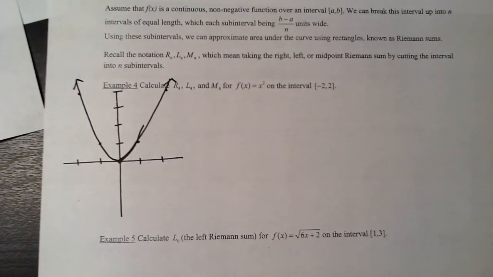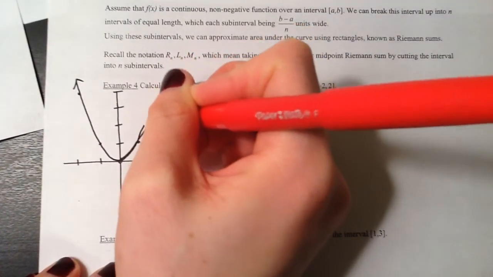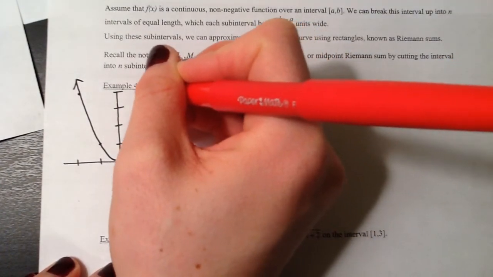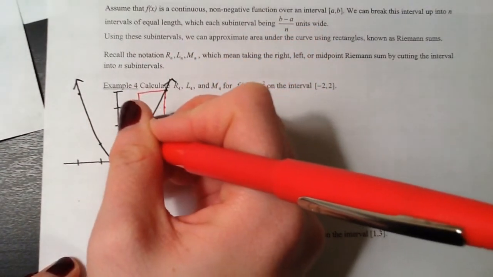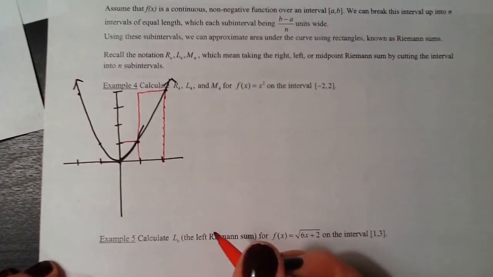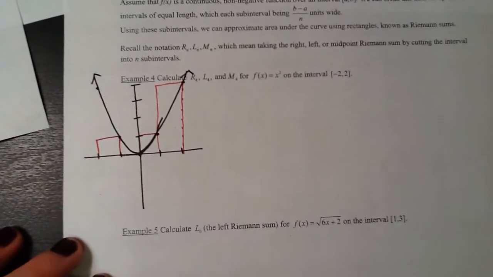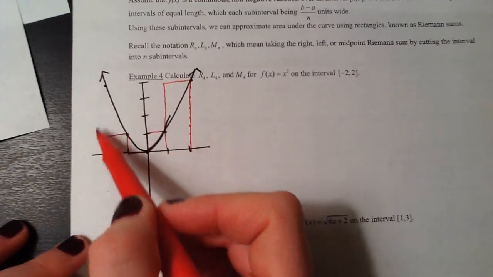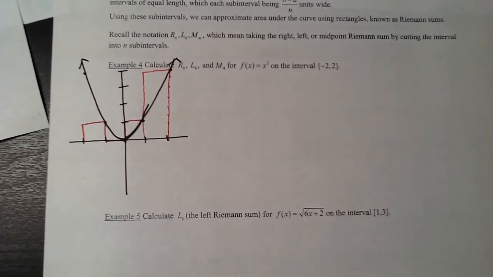So R4 would be these right-hand rectangles, so using the right endpoint for each one. So I'm going to color code these for you guys. So using red for the R4, we would use this right-hand height and turn that into a rectangle. Then we would use this right-hand height and turn that into a rectangle. For this one, we would use this right-hand height, so there isn't anything there. Then we would use this right-hand height for the last rectangle. So we're trying to approximate the area under the curve from here to here. You can see this isn't going to be the most phenomenal representation, but we're going to show it anyways.